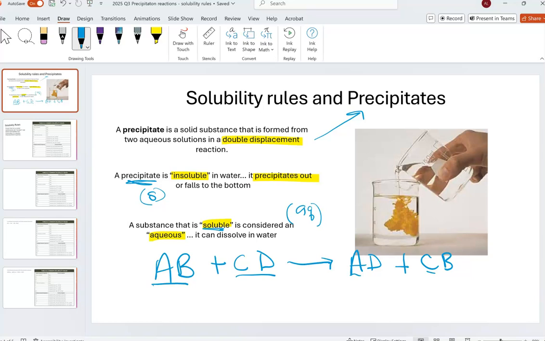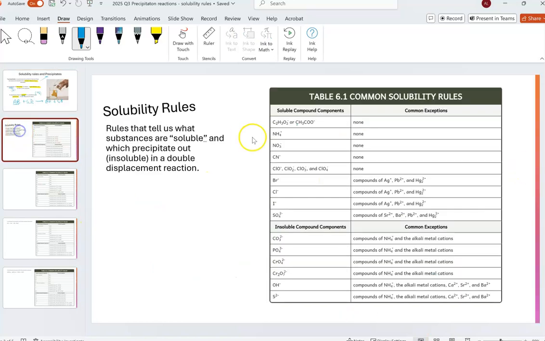In order to do that, we have to be able to take a look at our solubility rules. So I'm going to come over here. Solubility rules are rules that tell us what substances are soluble and which precipitate out, or are insoluble, in a double displacement reaction. Now, this chart is a little tricky, but not too bad. I'll tell you how I like to read it. First of all, soluble means aqueous. It will dissolve in water.